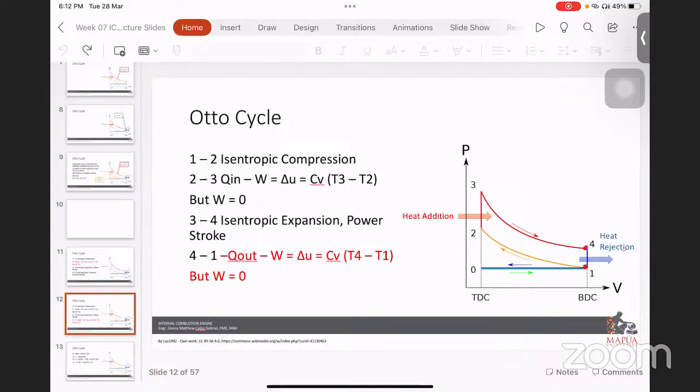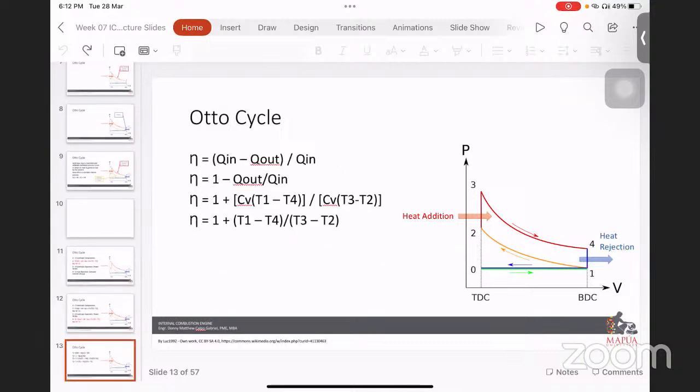The difference or the ratio of the introduced heat to the exhausted out heat or heat rejected is called the efficiency. Ito yung thermal efficiency. Okay? Since doon sa Q in natin at sa Q out natin, parehas tayo ng substance na ginagamit, yung air-fuel mixture, constant specific volume ng air-fuel mixture, we can cancel that out. And we are left with efficiency is equal to 1 plus T1 minus T4 over T3 minus T2.